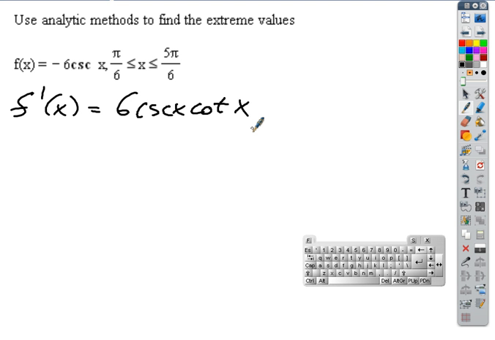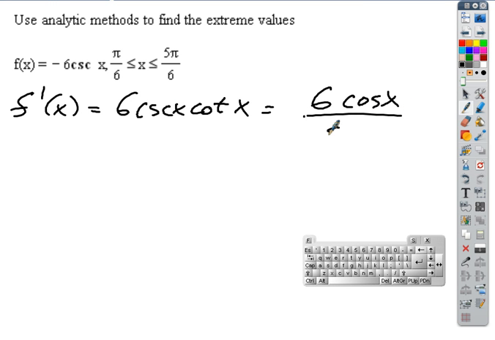So if I multiply straight across on the top, I'm just going to get 6 cosine x. On the bottom, I'm going to get a sine times a sine, so sine squared. Okay. Now, I just want to know the behavior. I want to know where are the critical numbers on this interval.